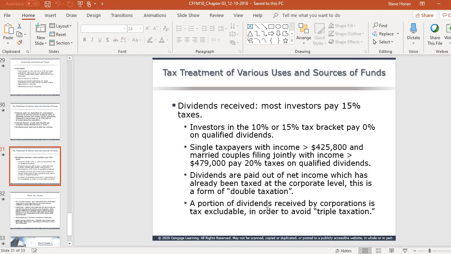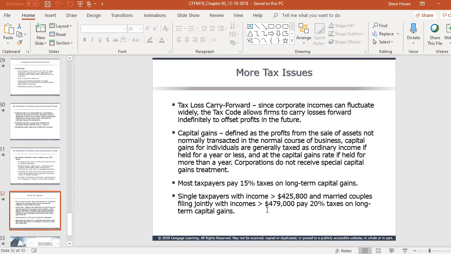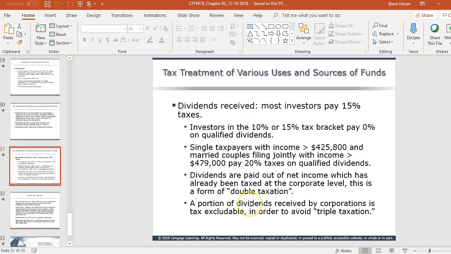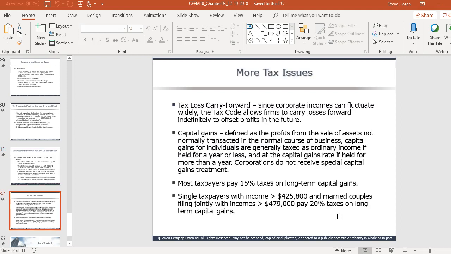Now, the good news is corporations get to avoid that, and they avoid that by having what they call a dividend received exclusion. There are maximums and all kinds of rules around that. But a portion of dividends received by corporations who own stocks is basically excludable, and the max cap is around 70%. So if I receive $1 of dividends from another company, I only pay tax on 30 cents of that. 70% is excludable. I pay tax on 30 cents.